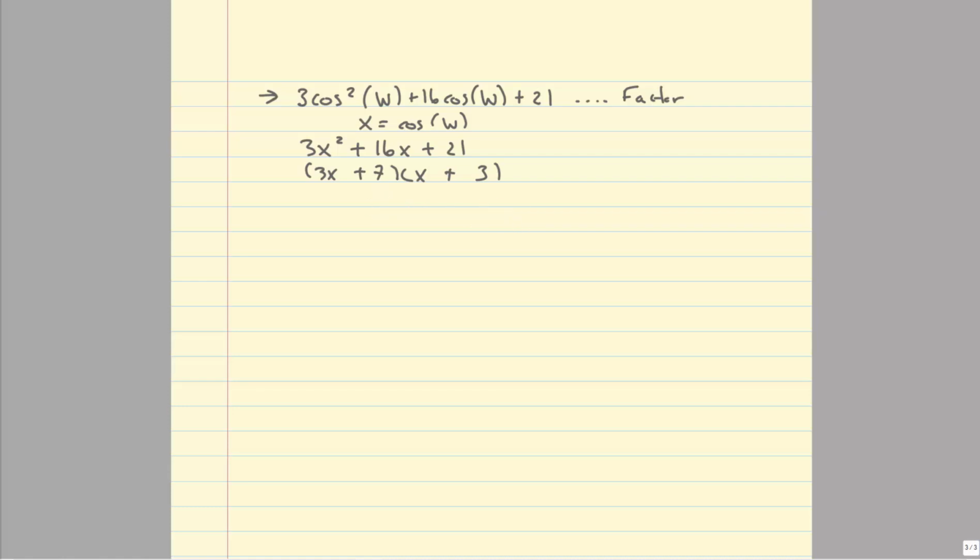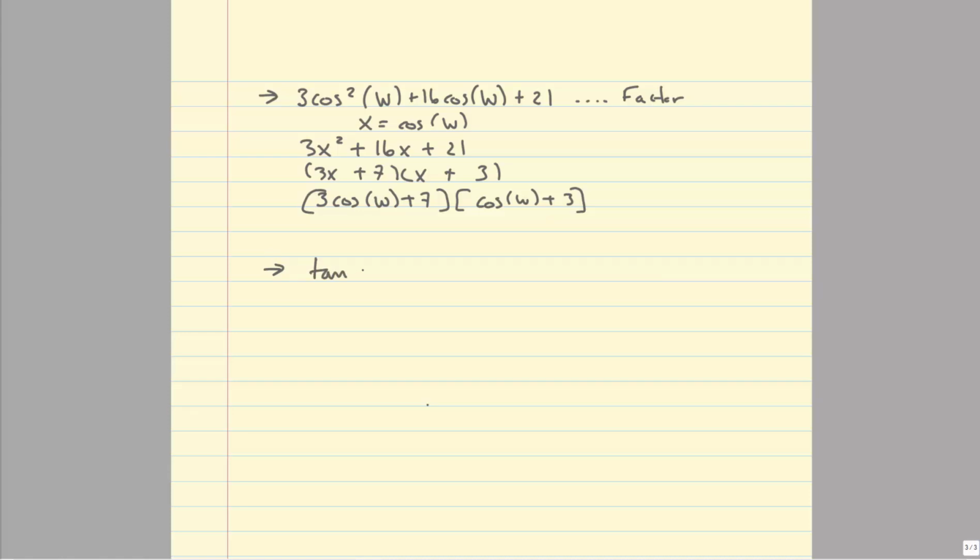Now once I get it factored, let's check it. 3x squared, 9x plus 7x is 16x, 7 times 3 is 21. Now we know x is cosine of w, so this is going to be 3 cosine of w plus 7 times cosine of w plus 3. And that's the correct factorization. Now sometimes we'll be factoring because once I factor, then I can usually simplify further. So that might be a preliminary step in factoring.